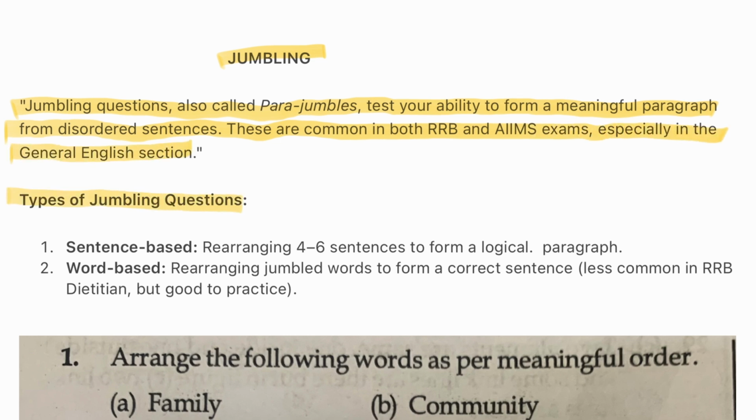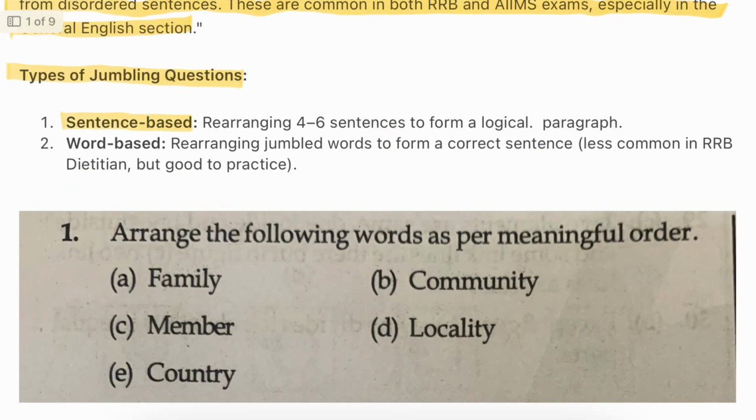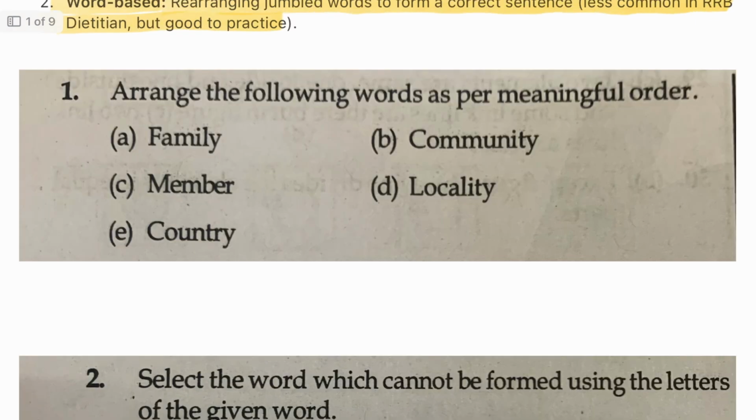Types of jumbling questions. Number 1, sentence-based: rearranging 4 or 6 sentences to form a logical paragraph. Word-based: rearranging jumbled words to form a correct sentence. Less common in RRB dietitian but good to practice. We'll start with the first question. Arrange the following words in a meaningful order: family, community, member, locality, country.